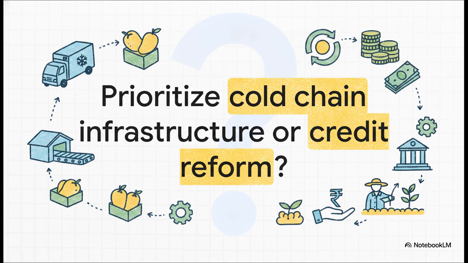Throughout this explainer, we've seen just how deeply interconnected all these systems are, right? You can't fix the market without fixing credit, and you can't push organic farming without a robust local economy. So it leaves us with a really critical question. To truly empower the Indian farmer, should we first pour our resources into fixing the physical cold chain infrastructure, or do we start by completely reforming the rural credit system?